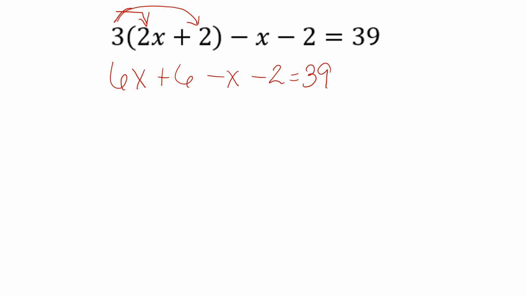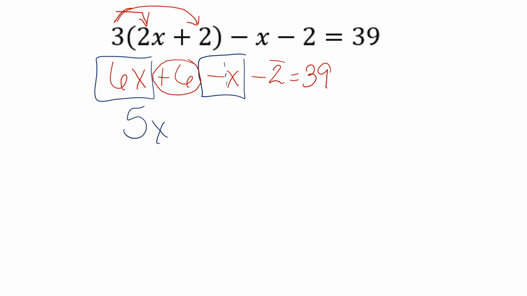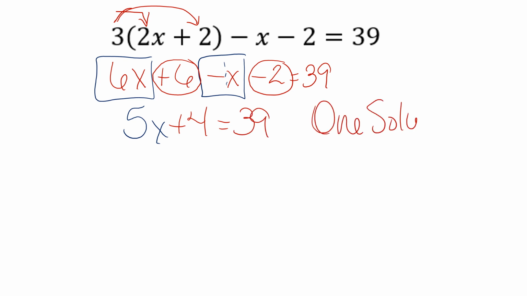At this point, we do want to combine like terms. We have a +6x minus an x. That x represents 1. 6 minus 1 would give me 5x. You have some constants that are the same, so you have a +6 and a -2. 6 minus 2 would be +4. You know at this point you have a one solution equation because it's a two-step equation.